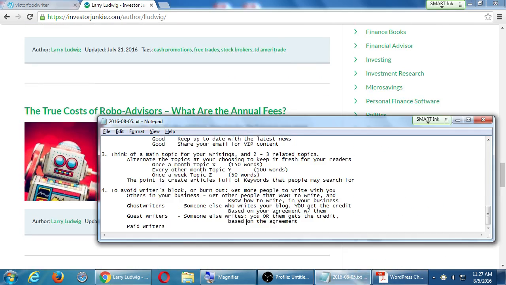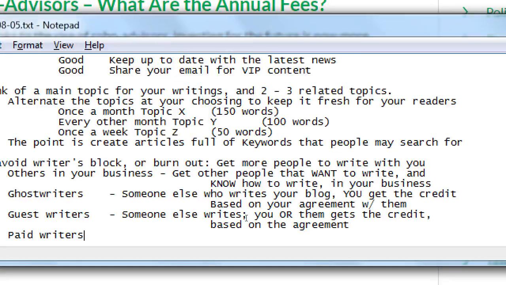they get credit. So, guest writer, someone else writes, you or them get the credit based on agreement. Oftentimes, they get a link back to their website. They get free traffic back to their website. And you might say, I don't want to give free traffic away. Well, again, it's all up to you and the agreement that you have with the guest writers.